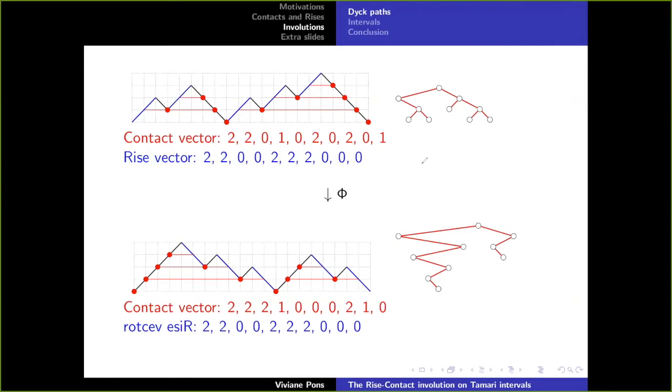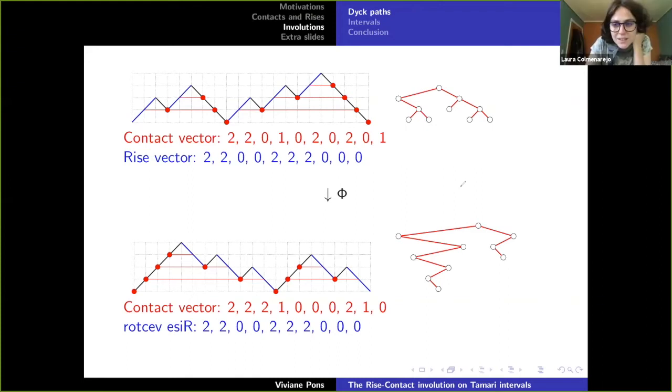I think the question was, are you only reversing left branches and not right? Yes, I'm only reversing left branches and not right. Reversing the right branches is another bijection, another involution that you can do. Okay, so I'm doing the left one. If things are clear, I'm going to move to the next slide.